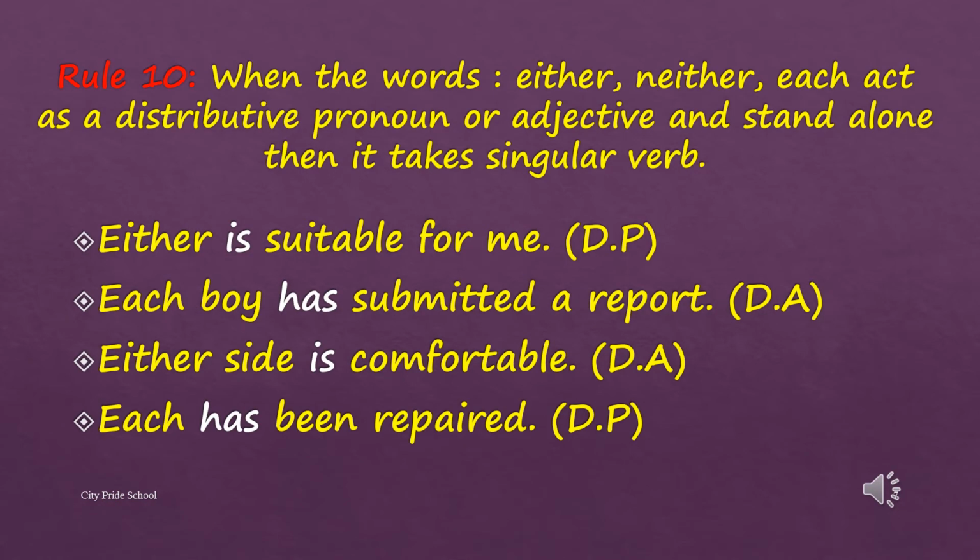When the words either, neither, each act as a distributive pronoun or adjective and stand alone, then they take a singular verb. Okay, so only when either-or, neither-nor is used as a correlative conjunction does the verb agree with the subject nearer to it. But when I'm using it as a distributive pronoun or adjective, or if it is standing alone in a sentence, it will be taking a singular verb.